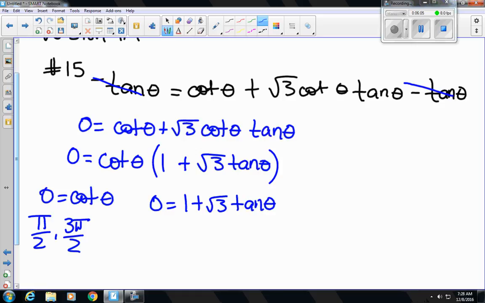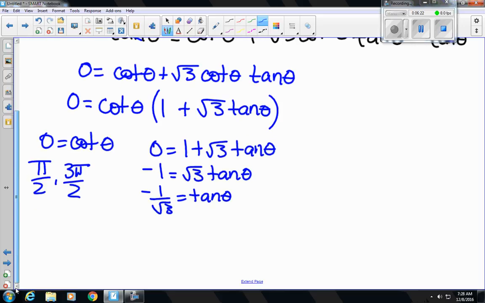Now what? Move the 1 over, so negative 1 equals root 3 tangent of theta. So negative 1 over root 3 equals tangent of theta. And what's another way for me to think of that? Negative root 3 over 3 equals tangent of theta.